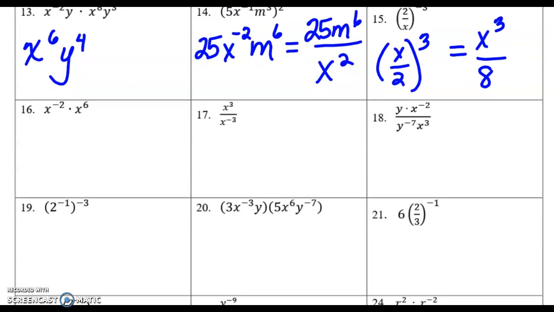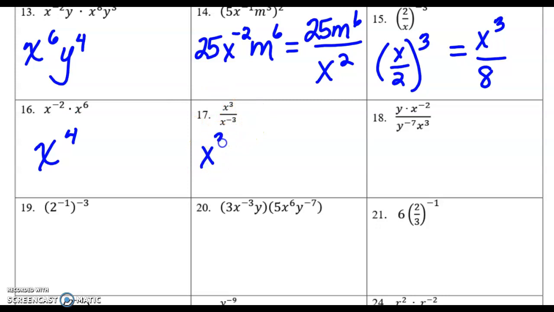All right, here again is some multiplication. When you have multiplication, you're going to add and get x to the +4. Again, not the only way. You could have moved this down and got x to the 6th over x squared, but that's x to the 4th.